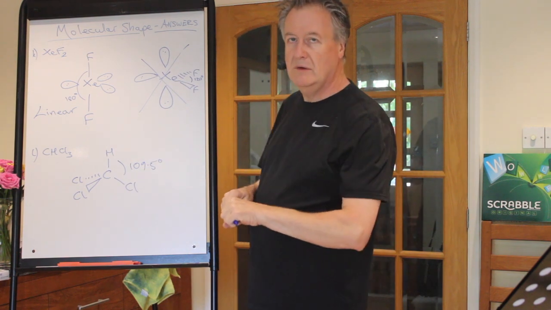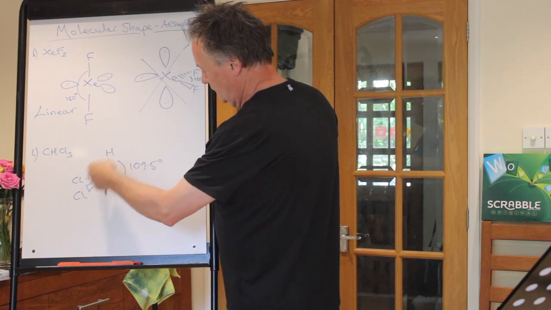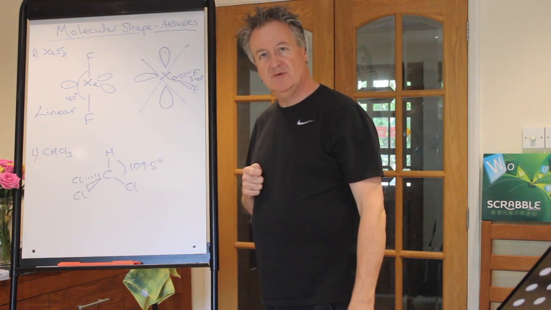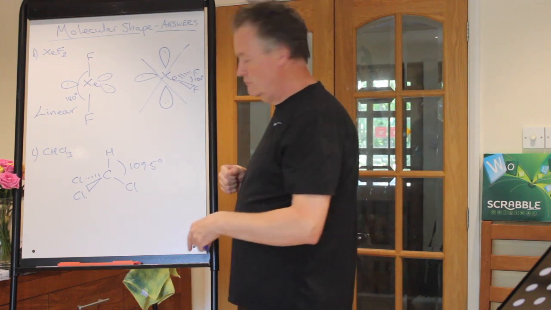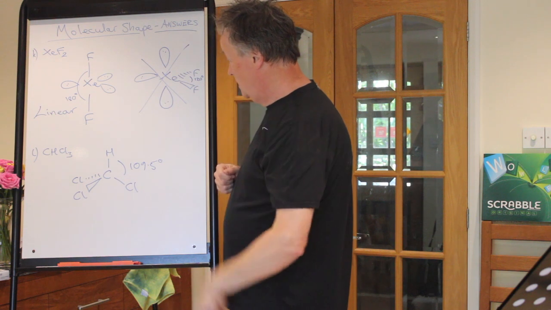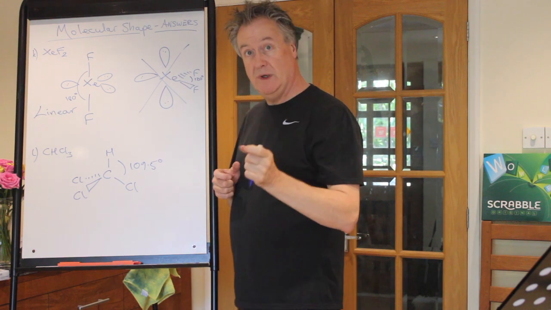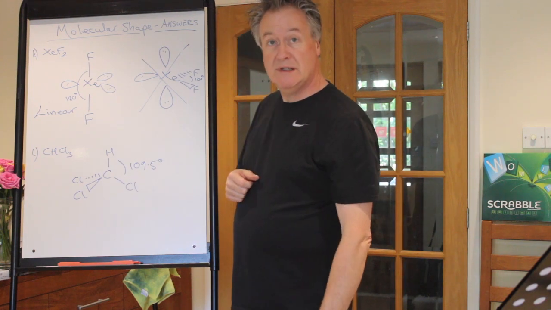CHCl3, old-fashioned name chloroform, is just a standard tetrahedral drawing with one of the chlorine positions being a hydrogen, 109.5 degrees, and that's the A-level angle. I'm sure it's not quite 109.5, and then you have just basically a tetrahedral structure.